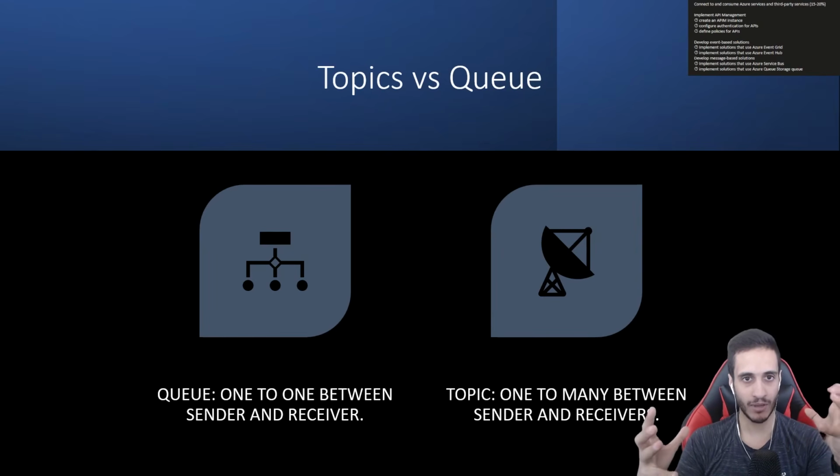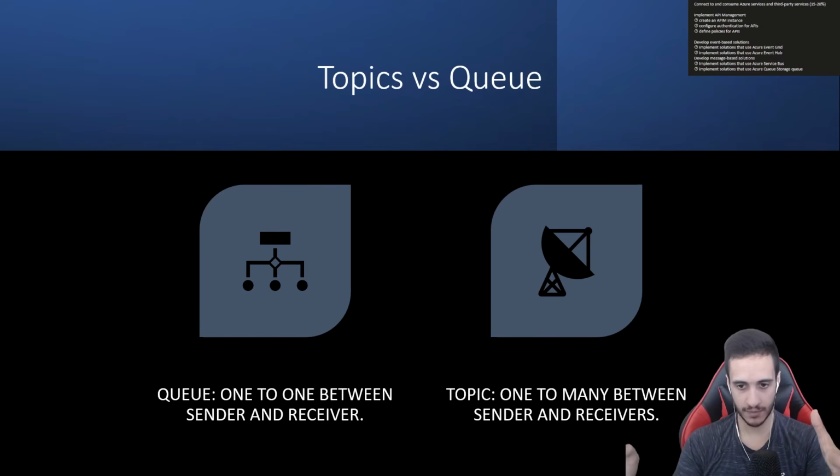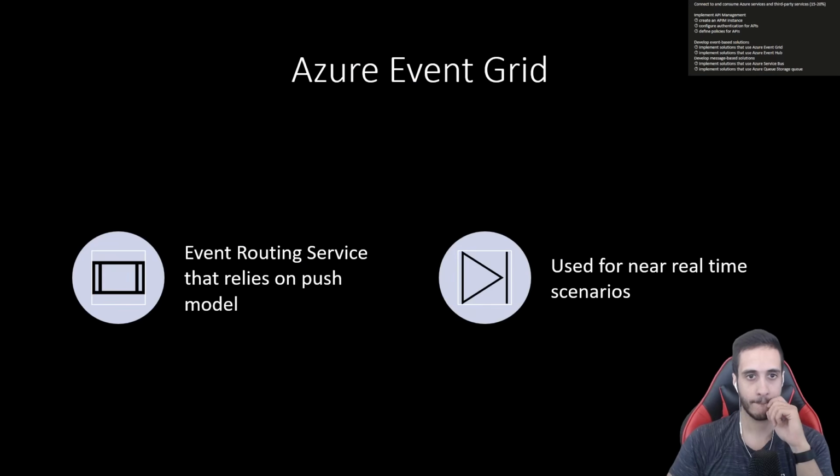And next, I want to talk about the difference between topics and queues. A queue is essentially a one-to-one relationship between the sender and a receiver. The sender sends a message or an event, and only one receiver receives that message or event. A topic is different, where you have one-to-many between senders and receivers. A sender can emit an event or a message, and you can have multiple receivers of that same event or message. This is the key difference between topics and queues.